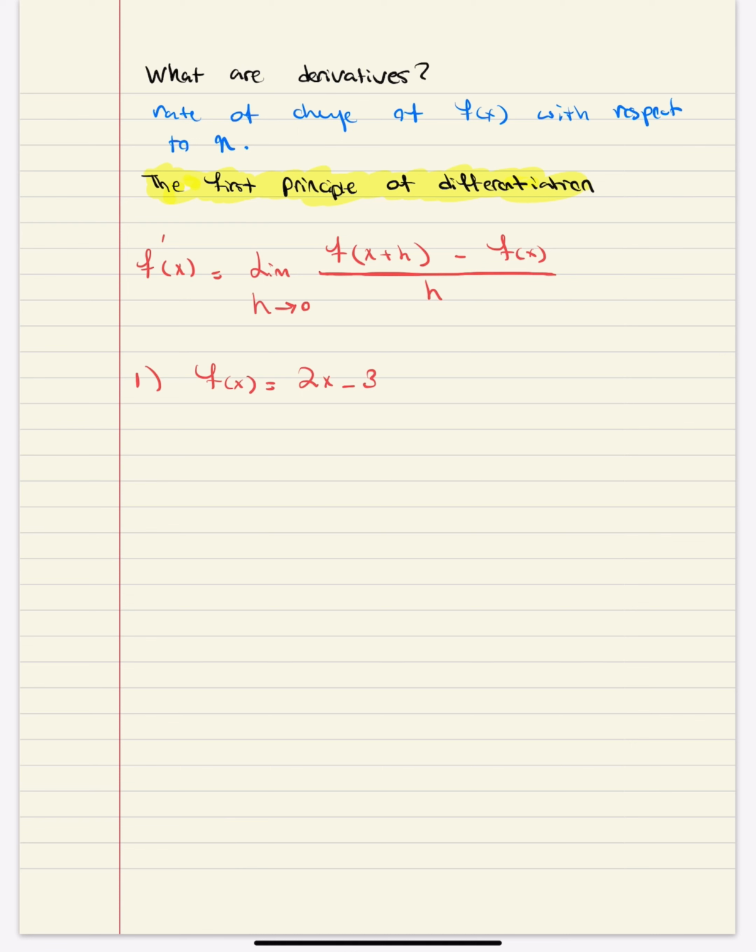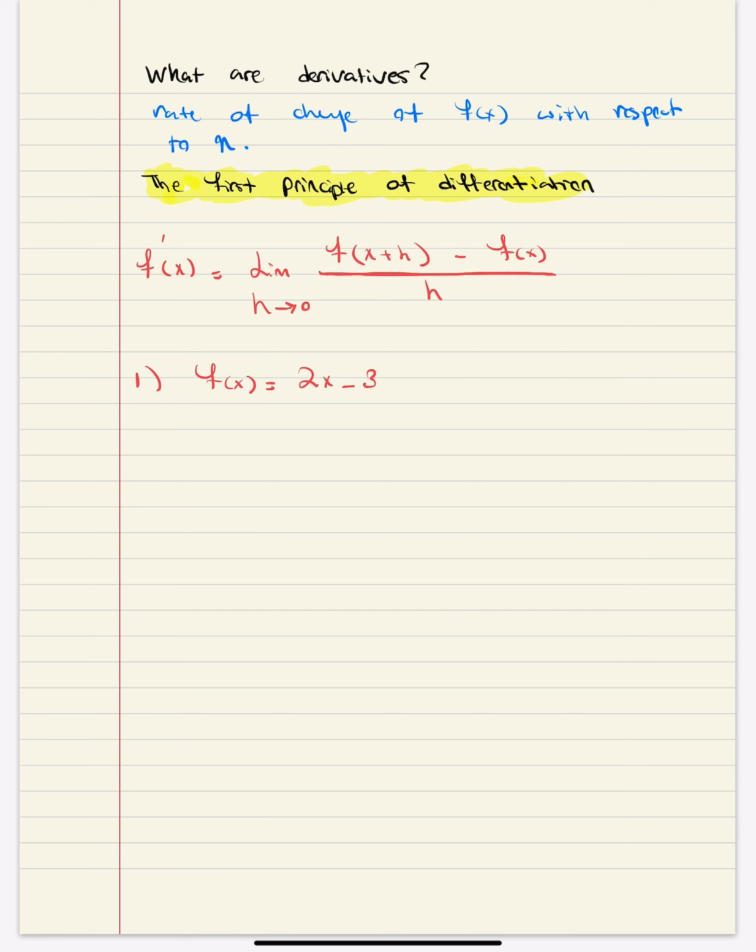Now, as you can see on the screen, the first order differentiation of the function f of x equals the limit as h approaches 0, and in the numerator we have the function f of x plus h, minus the function f of x, over h. And by solving this limit, we will obtain the first order derivative of f of x. Let's do an example to better illustrate this.